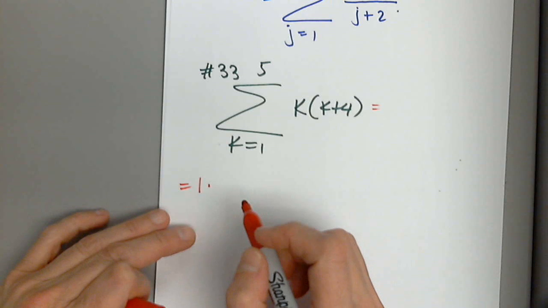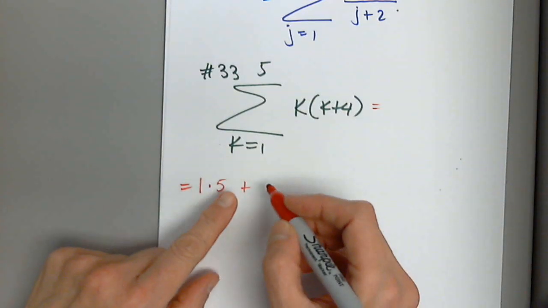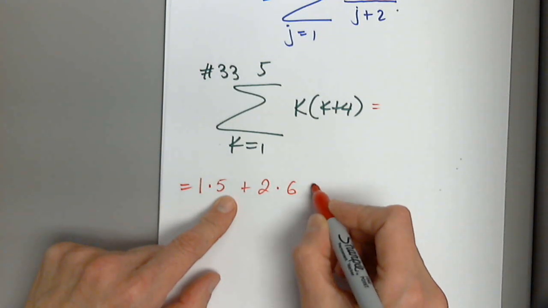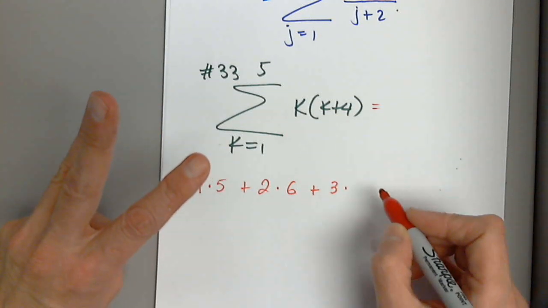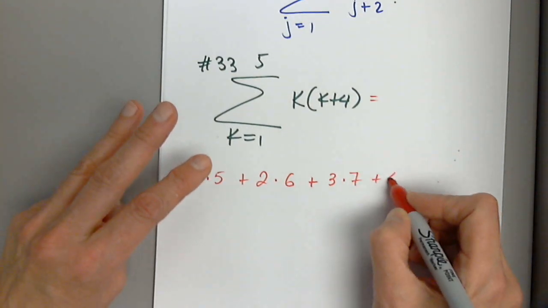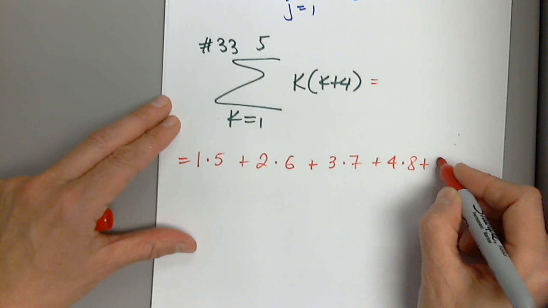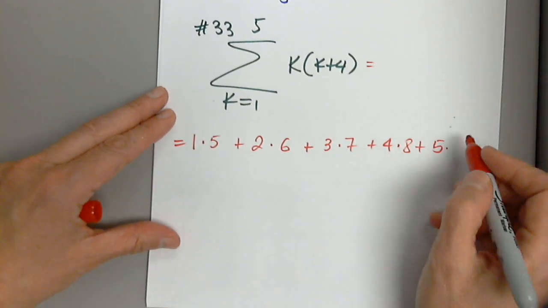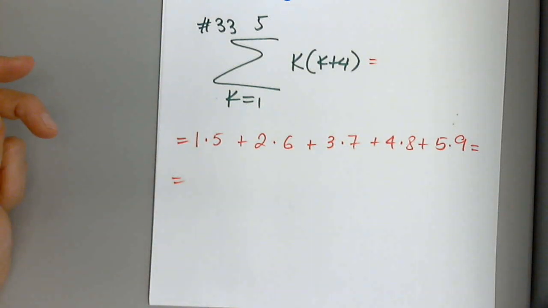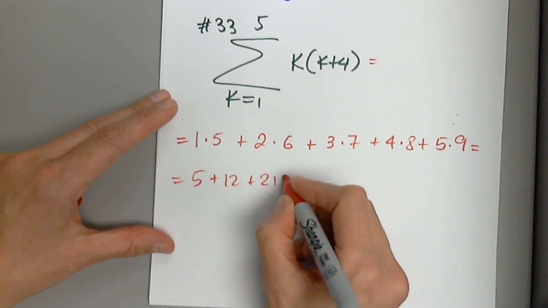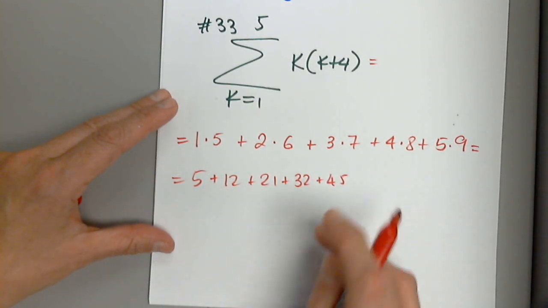1 multiplied by 5, plus 2 multiplied by 6, perfect, plus 3 multiplied by 7, perfect, plus 4 multiplied by 8, plus 5 multiplied by 9, very good. And now I know what I have to add. 1 times 5 is 5. 2 times 6 is 12. 3 times 7, 21. 4 times 8 is 32, and 5 times 9 is 45.